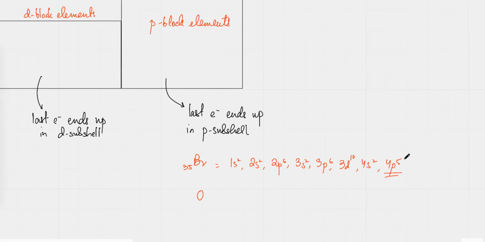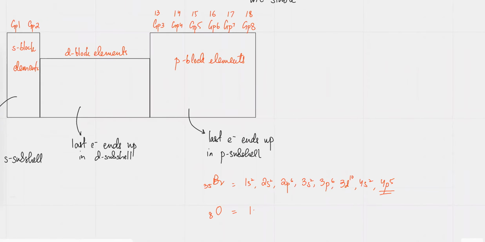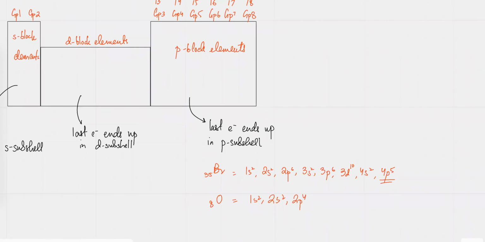Similarly, take another element in group 6. Let's say you've got oxygen. Oxygen's electronic configuration would be 1s2 and 2s2, and then the last 4 electrons would end up in the 2p subshell. Let's take another one, for example, sulfur. It's going to be 1s2, 2s2, 2p6, 3s2, and then 3p4. Anyway, so that's the p block elements.